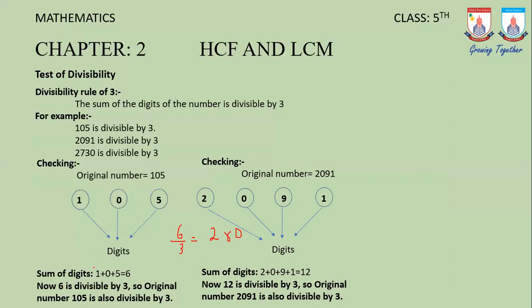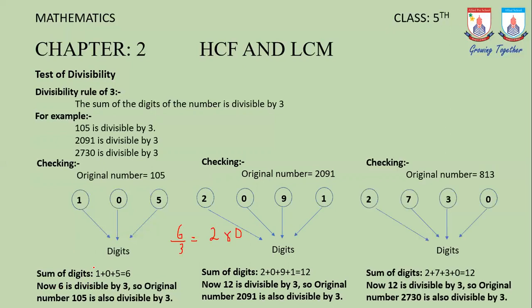A divisibility test is a shortcut to determine whether a number is divisible by some other number or not, which is mainly 2, 3, 5, 6, 8, 10, 11, 25 etc.